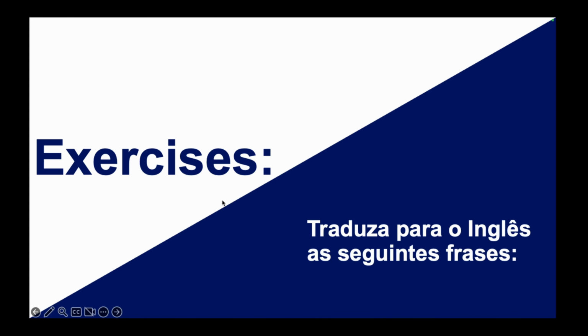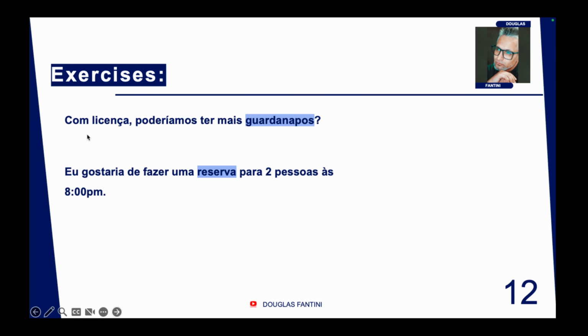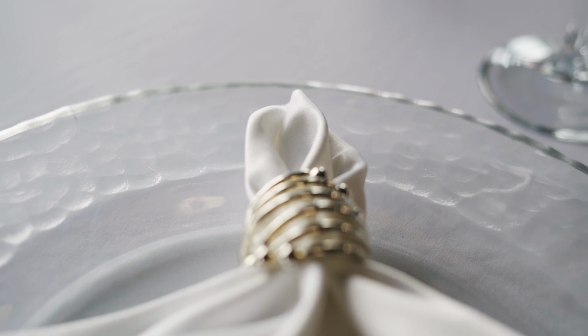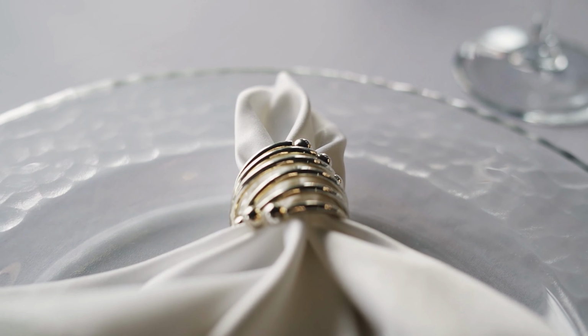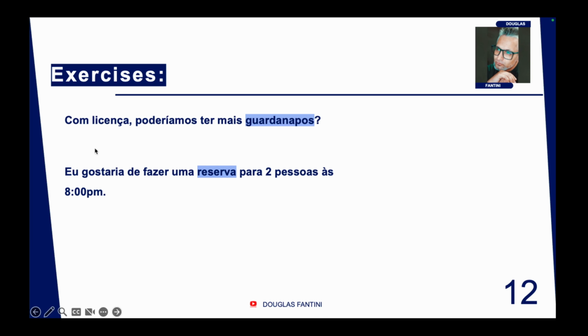This, I say again, is for Brazilian people here. So if you see some sentences in Portuguese, it doesn't matter because I will translate to English. Okay, so it is: excuse me, can we have more napkins? So this is the English version for the Portuguese that you see here. Excuse me, can we have more napkins?